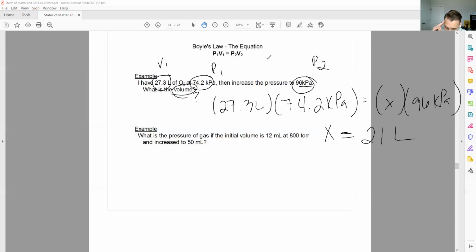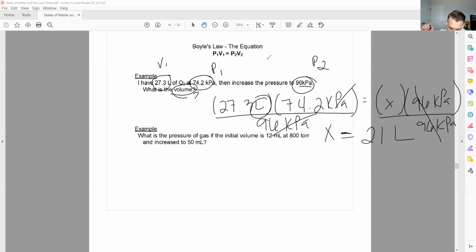Okay. The only thing you need to do when doing this is make sure your units match up. So if you have 2 pressures, those pressures just need to be the same unit in order for you to do this math. So when I divide by 96 kPa, the kilopascals cancel out and you're left with liters, which is what you want.